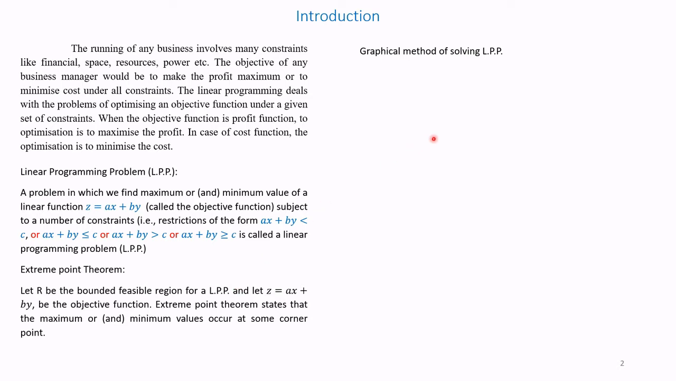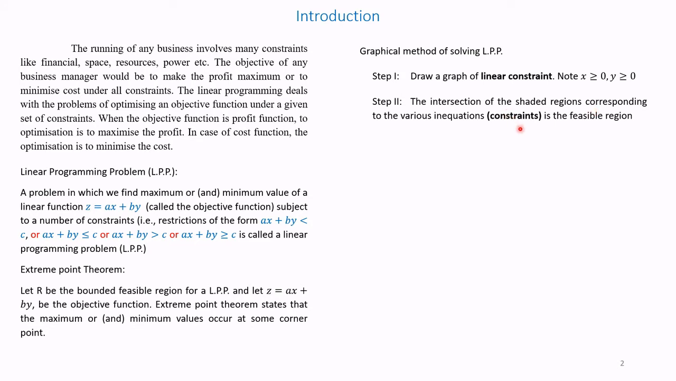Graphical method of solving linear programming. We will solve all the problems using graphical methods. There are certain steps which we have to follow. First, draw a linear graph of the given linear constraints. Note that for all these linear programming problems, x is greater than or equal to 0 and y is greater than or equal to 0. That means the graph will be drawn in the first quadrant.